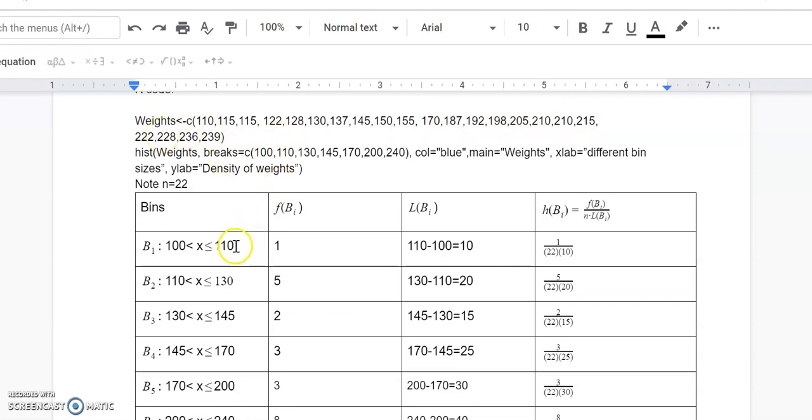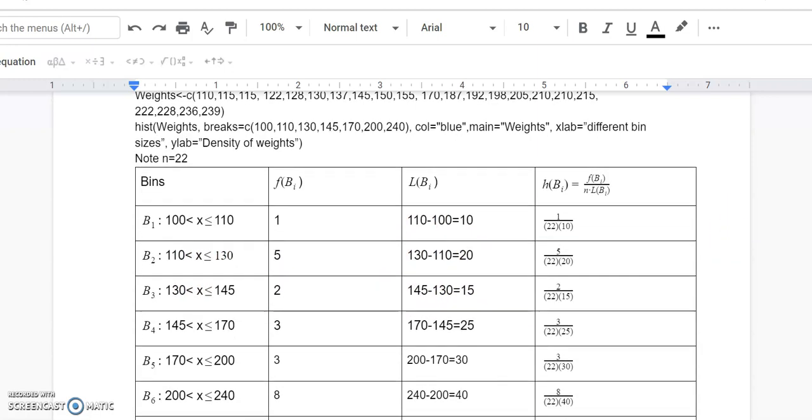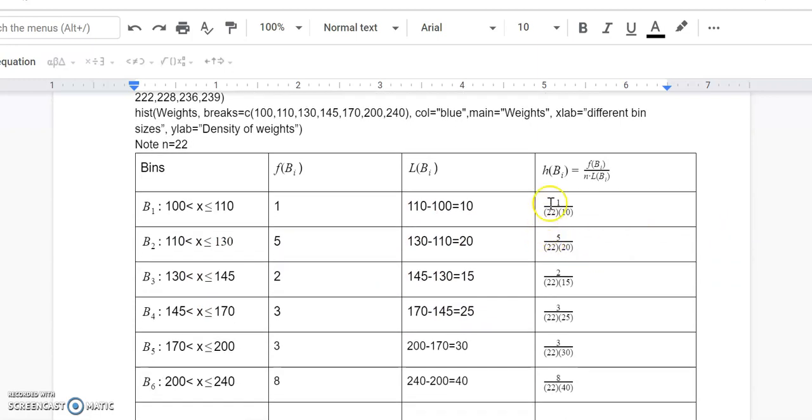Okay, so the length of the first one would be 110 minus 100. So it'd be 10. Then the next one would be 130 minus 110. So I got 20 here, and so forth all the way down. So then the height of the first bin will be the frequency, so it's going to be 1 divided by the n, which is 22, times the length, 10. The next one would be frequency 5 over 22 times 20, and so forth all the way down.